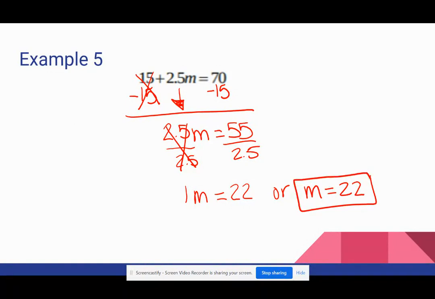So that is two-step equations. You have to find the variable. That's the side you work on. You take care of any addition or subtraction first. Once you've done that, you're going to either multiply or divide by a number, whatever's on the variable, and then you box your final answer. That is two-step equations.